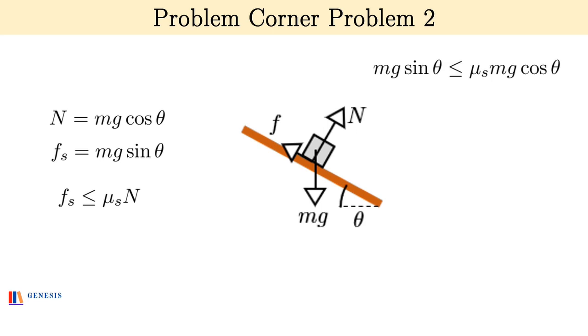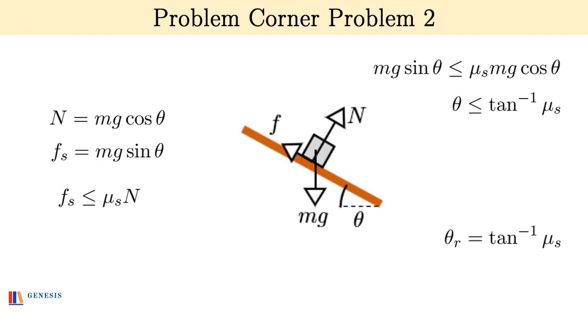Substituting into the inequality, we get mg sin theta less than or equal to μs mg cos theta, which gives us theta should be less than or equal to tan inverse μs. Now this means that the equilibrium of the block will be sustained till the angle tan inverse μs. Hence, it will just start to move from this angle onwards. Therefore, theta r equal to tan inverse μs is the angle of repose. So tan inverse of the static friction coefficient gives us the angle of repose. Any angle greater than this will cause the block to slip.